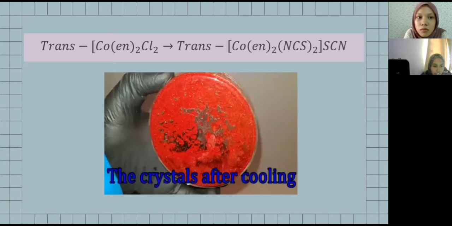This is the chemical equation. So the trans-dichlorobis ethylenediamine cobalt 2 chloride reacts with thiocyanate to give trans-bis ethylenediamine thiocyanate kappa N cobalt 2 thiocyanate, and the crystal after cooling will be red in color, as you can see in the picture.